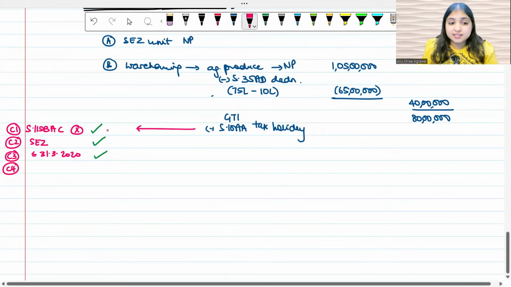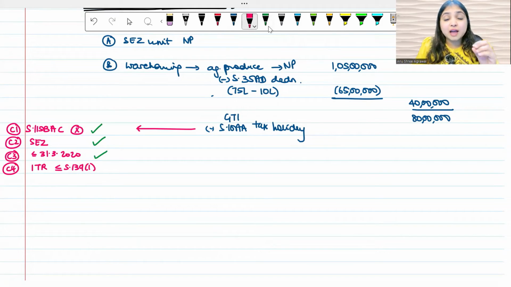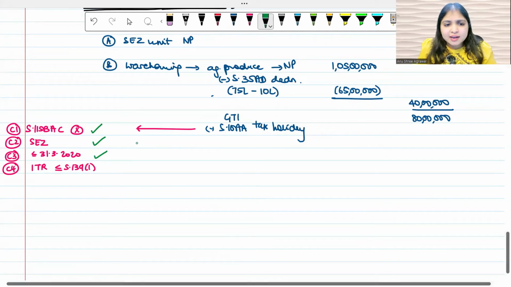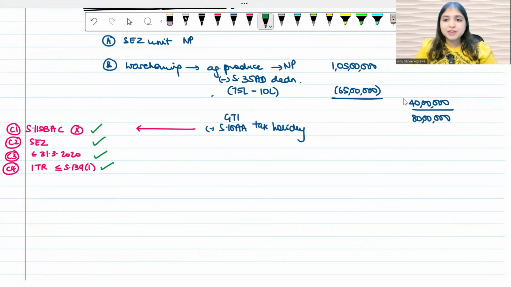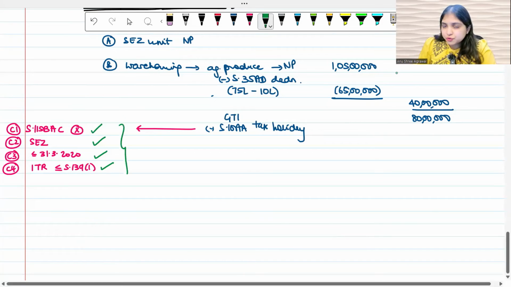Then comes condition number 4. The fourth condition is that the assessee must have filed his ITR on or before the 139(1) due date, which means if my assessee files ITR late, if there's belated filing of ITR, then my assessee will not get 10 AA tax holiday. The question doesn't say anything about that. Let's assume this condition is fulfilled. So all the 4 conditions are fulfilled, guys.